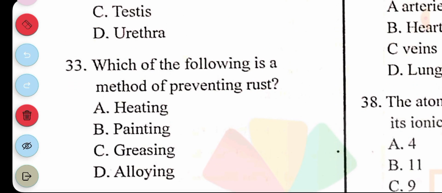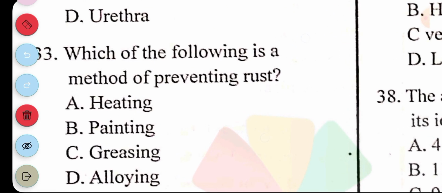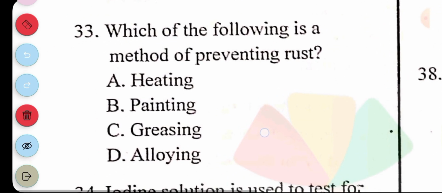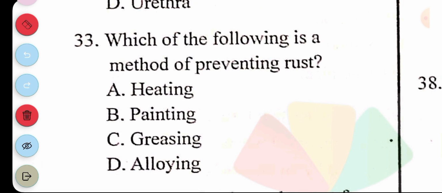33. Which of the following is a method of preventing rust? A, heating, B, painting, C, greasing, D, alloying. Now with question 33, the question is actually supposed to be which of the following is not a method? Because all of these three are methods of preventing rust, except A. So the answer is A. And the question is supposed to be which of the following is not a method of preventing rust?